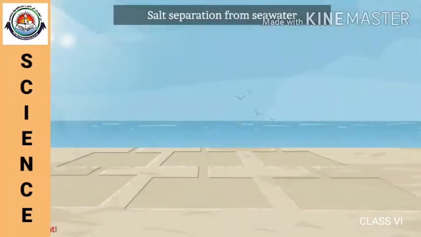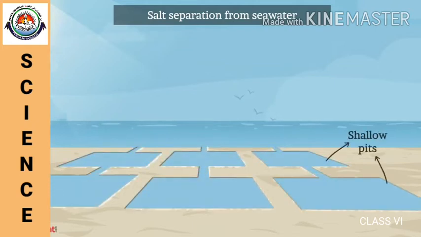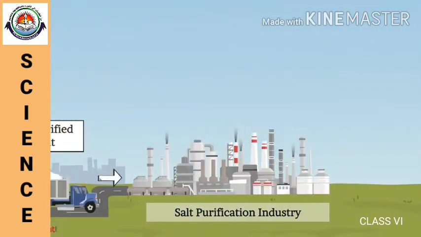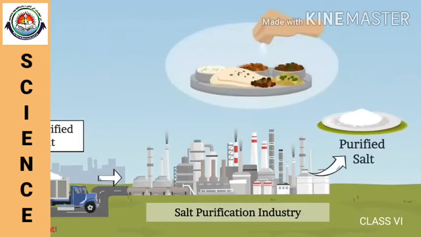To obtain salt on a large scale, it is trapped in shallow ponds called lagoons and allowed to stand there. The heat of the sun gradually evaporates the water completely in the shallow ponds, leaving behind the solid salt. This mixture of salt is then purified in industry to obtain common salt.